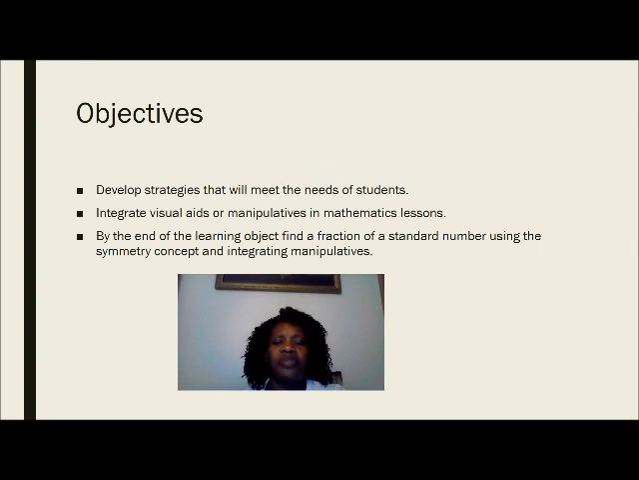By the end of this learning objective, I want you to be able to develop strategies that will meet the needs of your students. I want you to integrate visual aids and manipulatives in your lessons. And I want you to be able to use the symmetry program to actually find things, do things. In this case, find a fraction of a standard number.